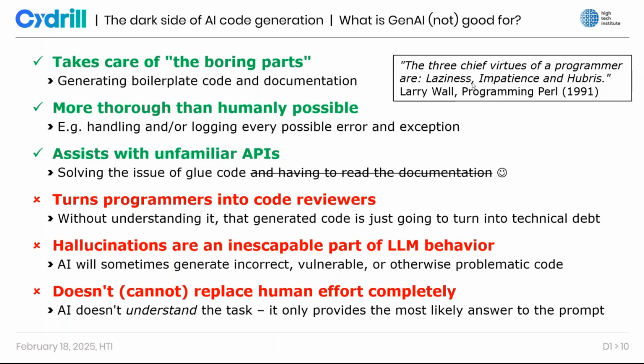Impatience means that we want to write programs that anticipate our needs, which highlights the importance of actually understanding what the code is doing. And finally, hubris drives us to write the best code in the universe. These are things that are very human and not necessarily something that an AI can reproduce.